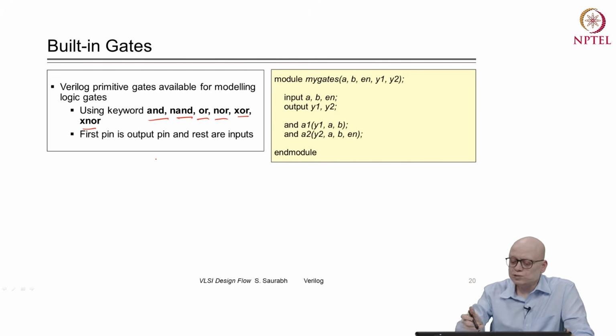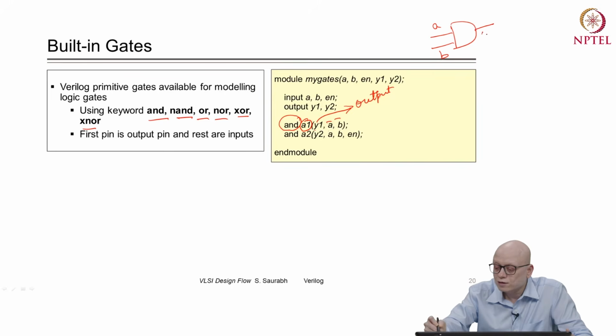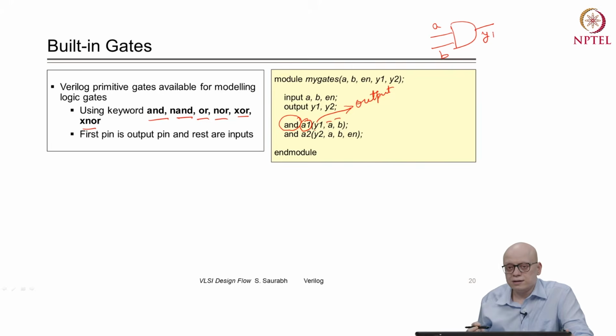For example, suppose I use a primitive gate or built-in gate of Verilog, and A1 is the instance name, and then we give Y1, A and B. The first one is the output pin, and the rest are inputs. So, it is something like this, you have A, B and this is Y1. This way we can instantiate built-in gates in our Verilog code.